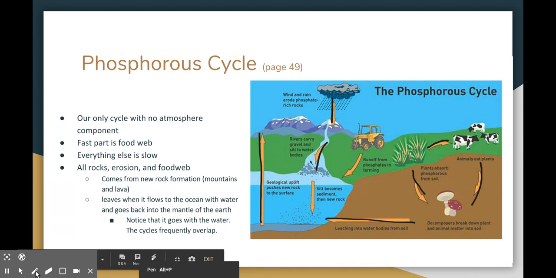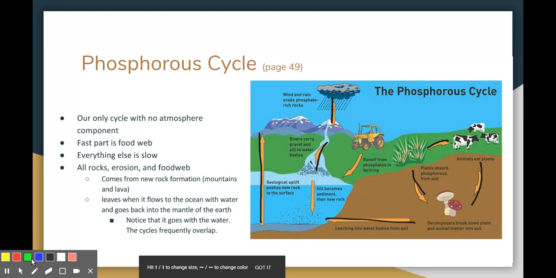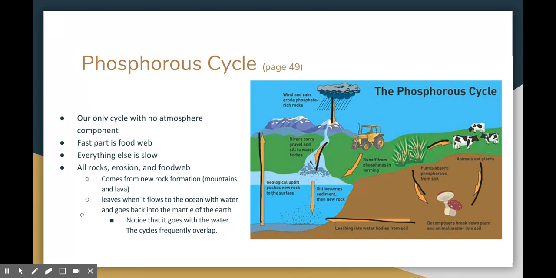Okay, phosphorus cycle. What's a good color for phosphorus? I just want a brown, and they won't make brown for me. I guess we'll use pink for phosphorus. Why not? Phosphorus has no atmospheric component. Now we're on page 49. I forgot to say when we hit 48 with the nitrogen cycle. We're on page 49. Phosphorus is all slow. It's all rocks. No atmosphere.